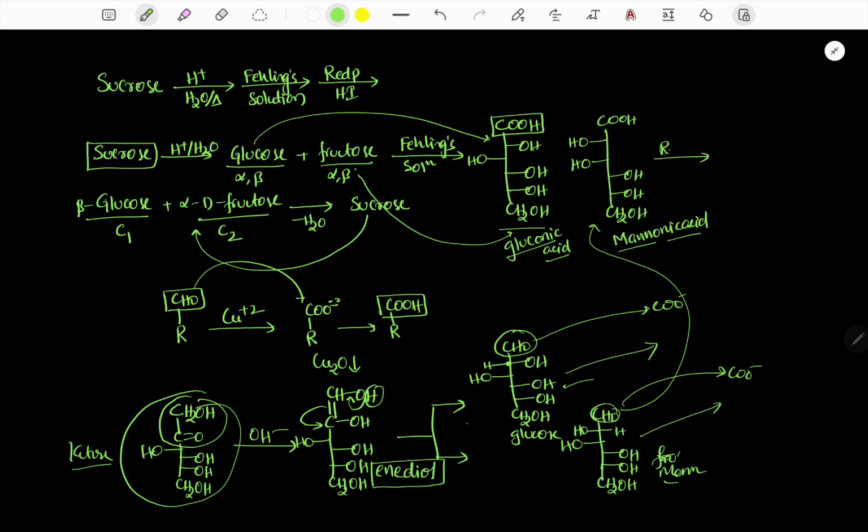Now it is treated with red phosphorus and HI. We know the basic reaction. When a CO bond is present, if treated with red phosphorus and HI, the CO bond will be converted to a CH bond. Therefore here, each CO bond undergoes reduction. Finally it gives the corresponding n-hexane.